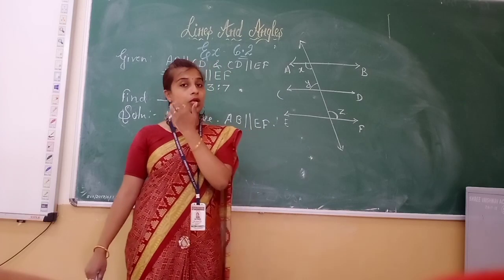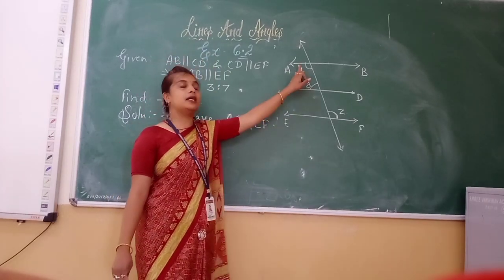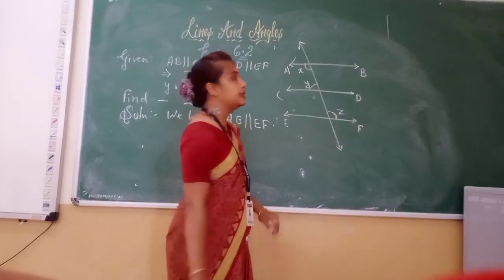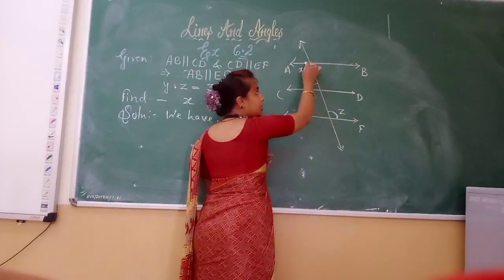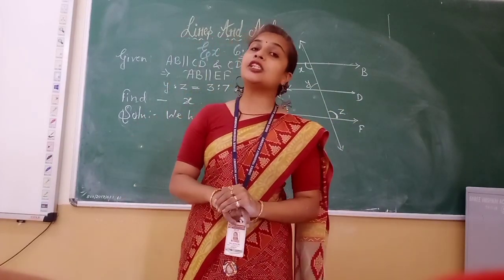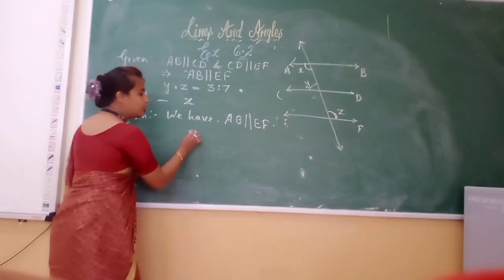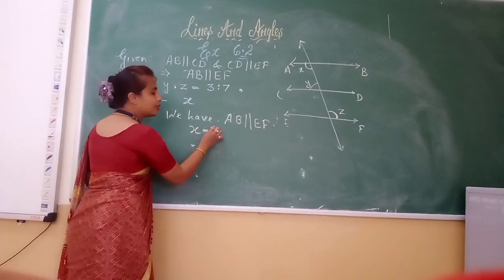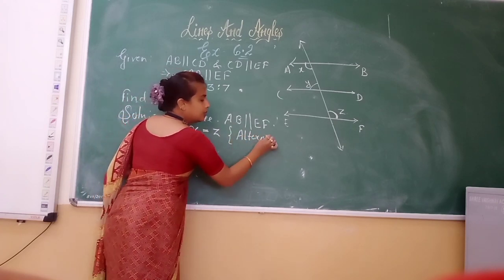Why will these be equal? Which property is applied here? Yes, the property applied here is alternate angles. These two are parallel lines and this one is the transversal. So x and z are equal because this forms alternate angles. So as AB is parallel to EF, therefore X is equal to Z because this forms alternate angles.